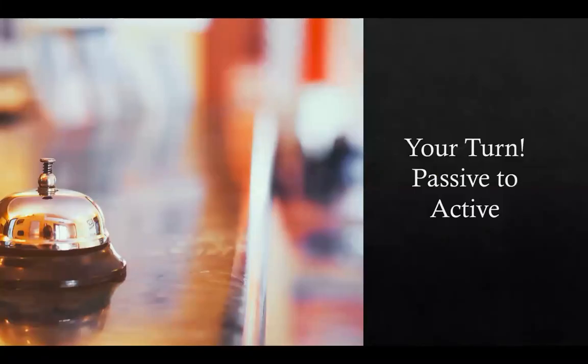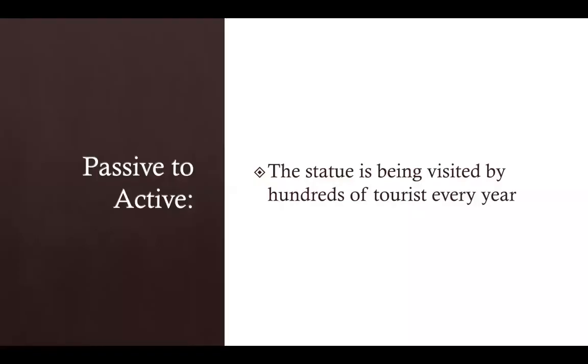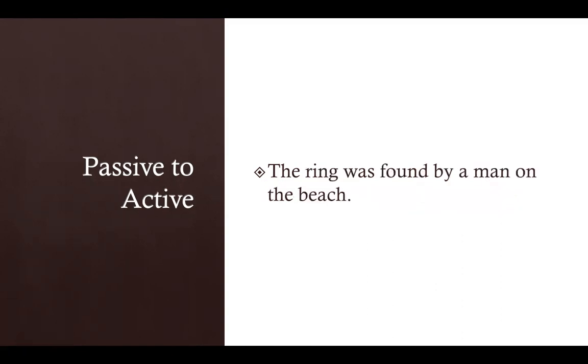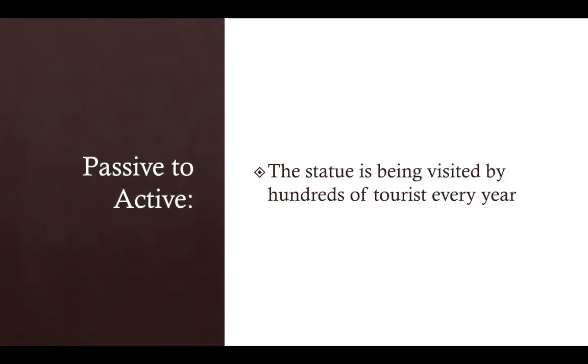So here's your turn, passive to active voice. You're going to change it. These are passive sentences. You're going to change them to active. The statue is being visited by hundreds of tourists every year. I'm going to give you guys a little bit of time, and then I'm going to reveal the answer. So the active voice of that would be, tourists visit the statue every year. You can get rid of words like by hundreds, you can edit the sentences to just make it more concise.